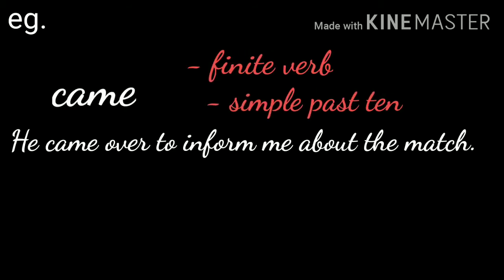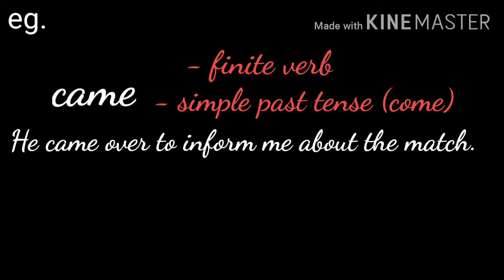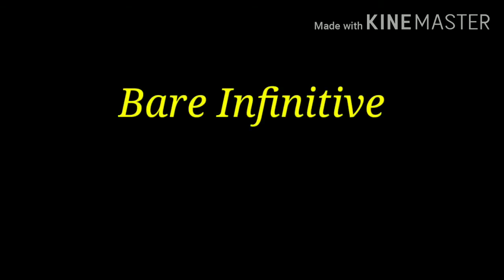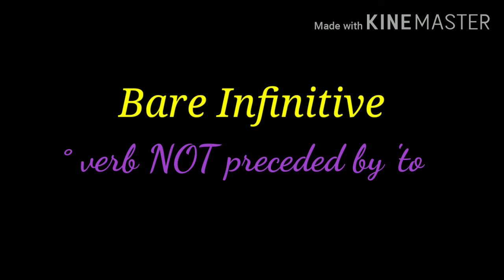In the next example, he came over to inform me about the match. Again, came is an example of a finite verb. The word came is the simple past form of the base verb come. To inform, by the same principle, is the non-finite verb. Another type of infinitive is the bare infinitive, in which the verb is not preceded by the word to. So how do we identify the bare infinitive?